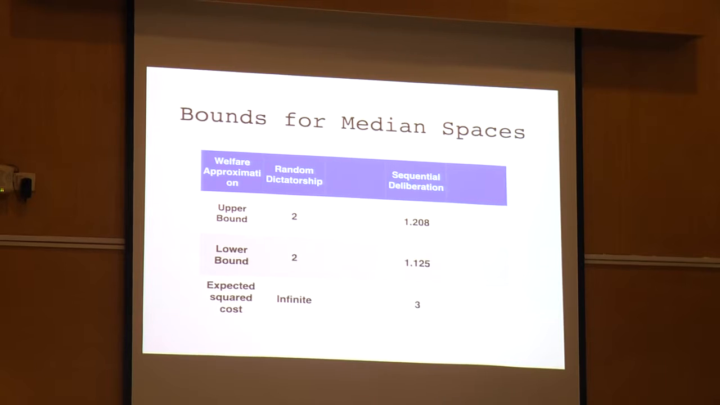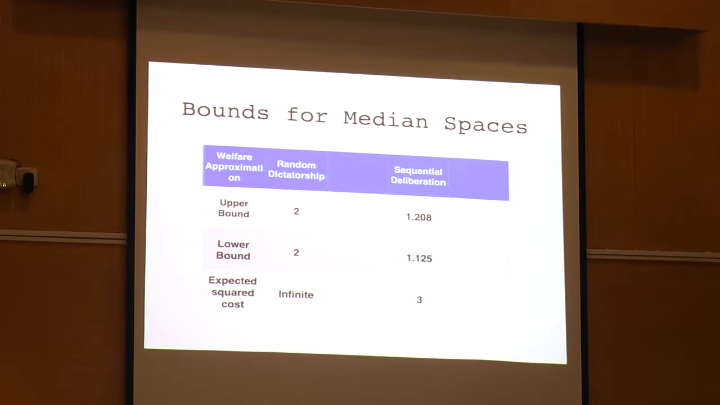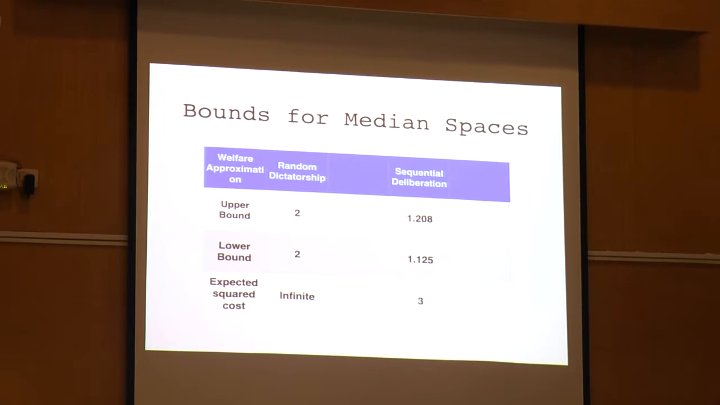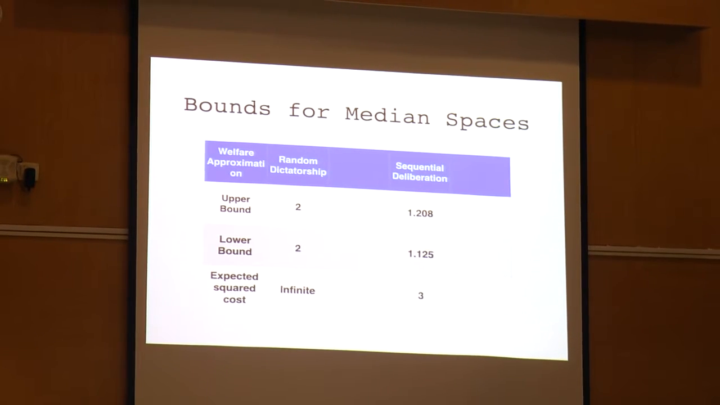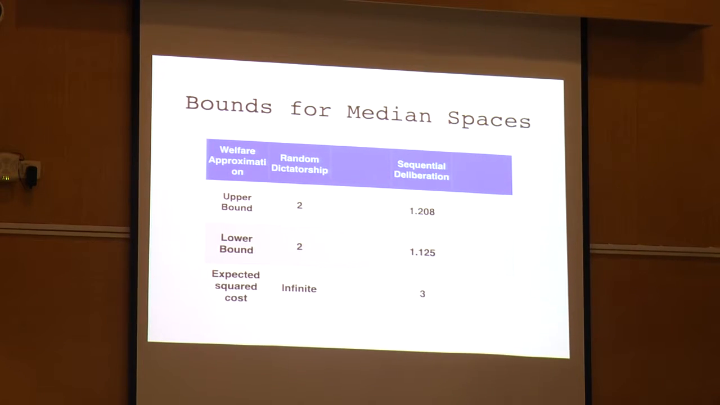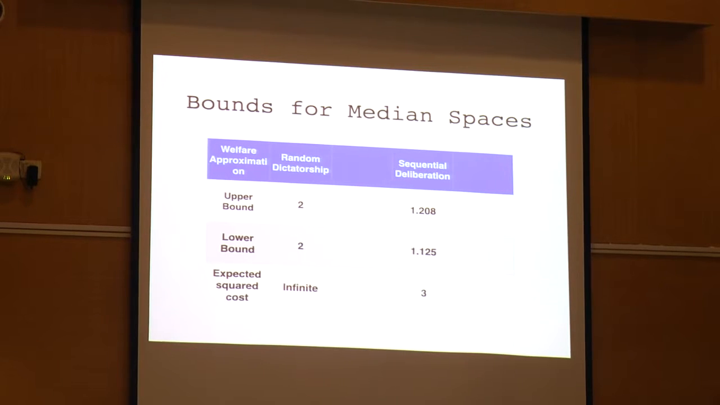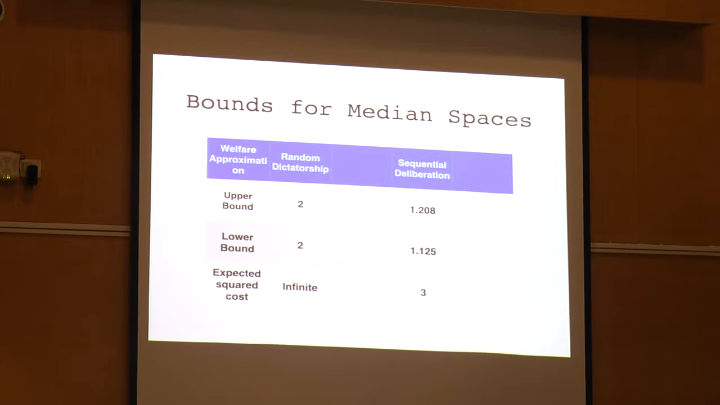We can show that sequential deliberation cannot achieve better than 1.2, so there's some gap here. And random dictatorship achieves 2. Okay, so we at least beat random dictatorship. But if you look at the cost as not being the sum of the costs, but the sum of the squares of the cost, then random dictatorship can be infinite, whereas sequential deliberation still achieves 3.